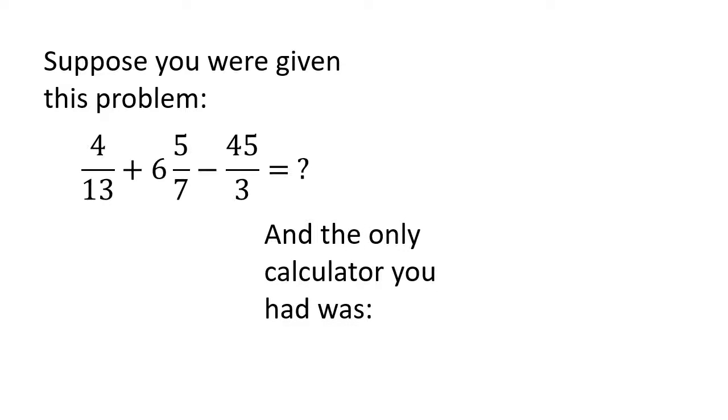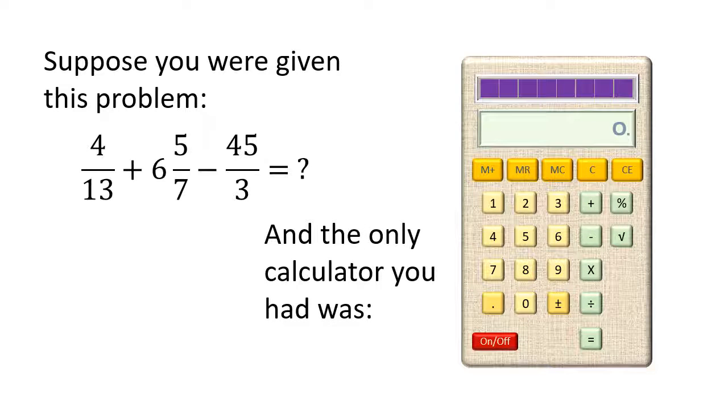Suppose the only calculator you had is this old 4-banger calculator. It does have a solar cell at the top, so that's kind of nice. But it only has add, subtract, multiply, divide. It also has percent and square root, so we'll give it that. Here's what you would do to solve that problem.